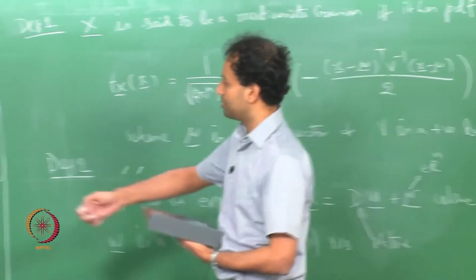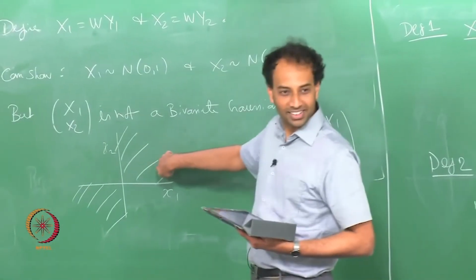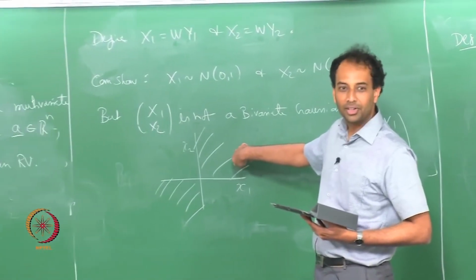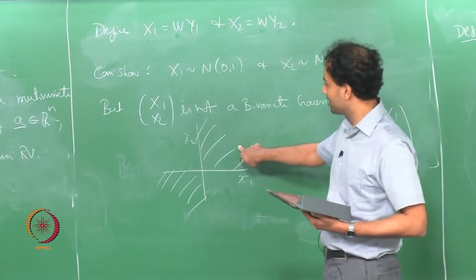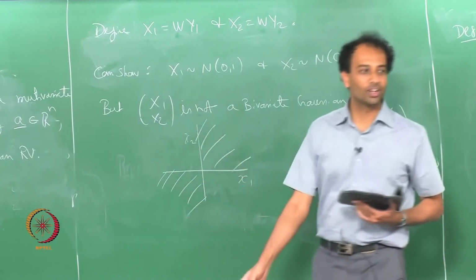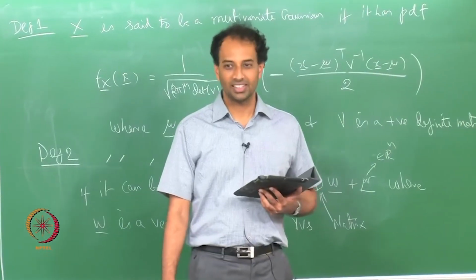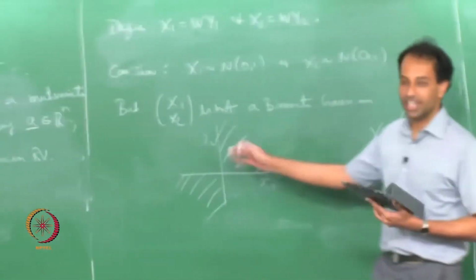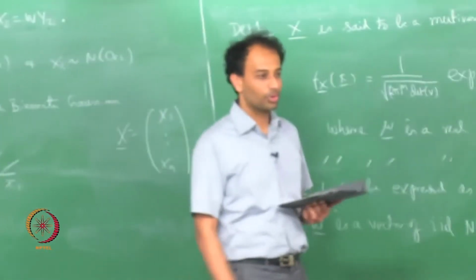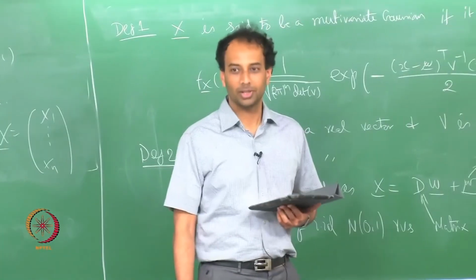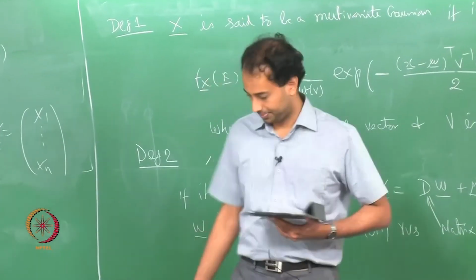So, maybe take it as an exercise in this case, try to find some a1 and a2 for which a1 x1 plus a2 x2 does not have a Gaussian distribution. It is fairly easy I think, because they have the same sign. So, you just have to figure out some a1 and a2 for which a1 x1 plus a2 x2 is not Gaussian distributed.